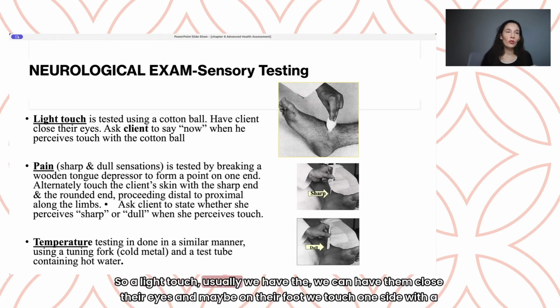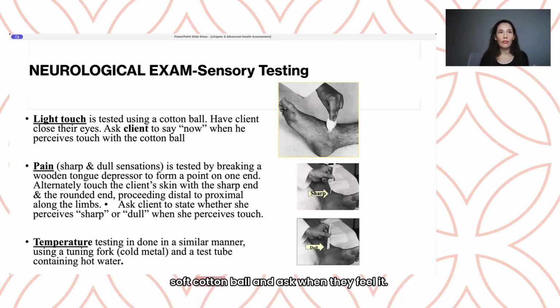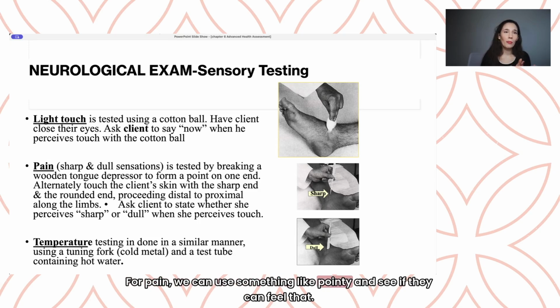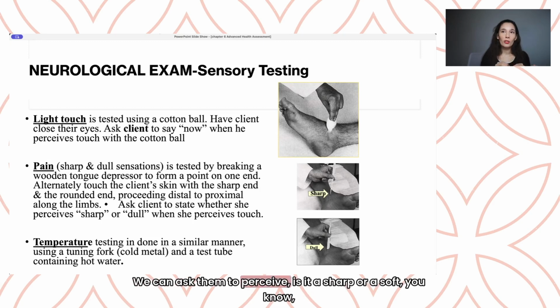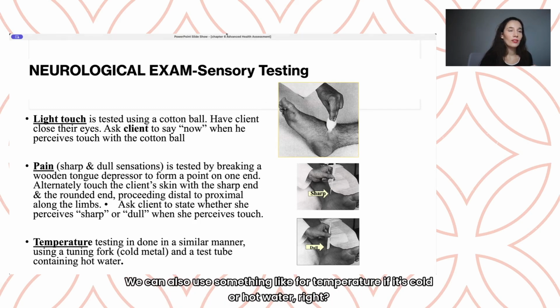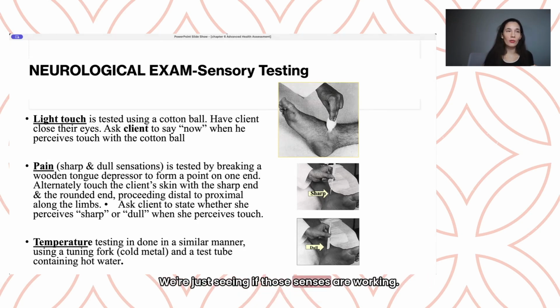So for light touch, we can have them close their eyes, and maybe on their foot, we touch one side with a soft cotton ball and ask when they feel it. Again, if they don't feel this, it could be a peripheral neuropathy or something like that. For pain, we can use something pointy and see if they can feel that. We can ask them to perceive whether it is a sharp or a soft, or a dull sensation, depending on which of the two sides the person is using. We can also test temperature, with cold or hot water. We're just seeing if those senses are working.